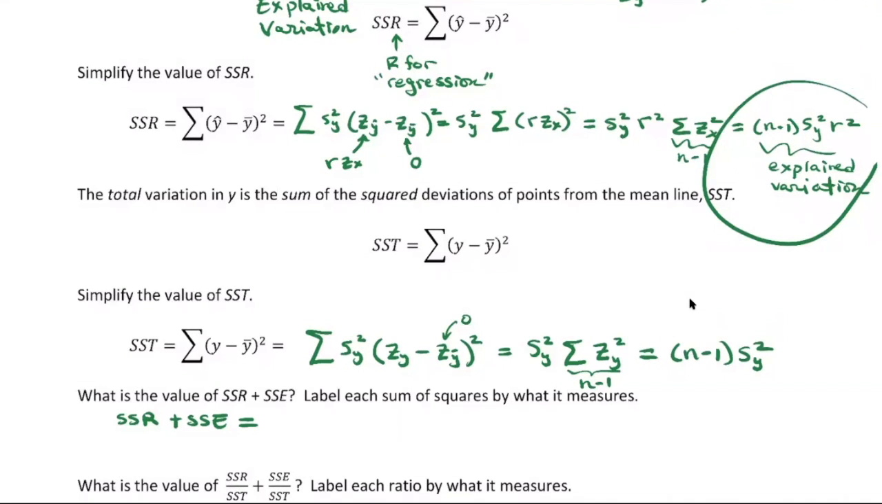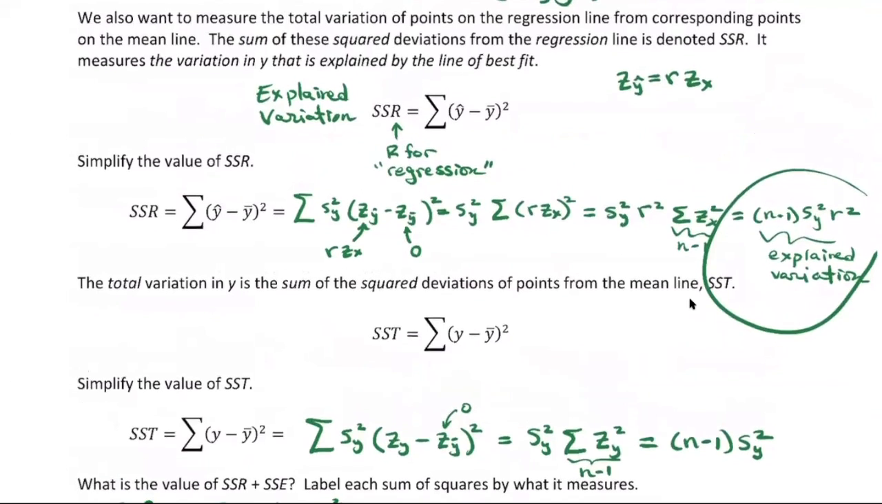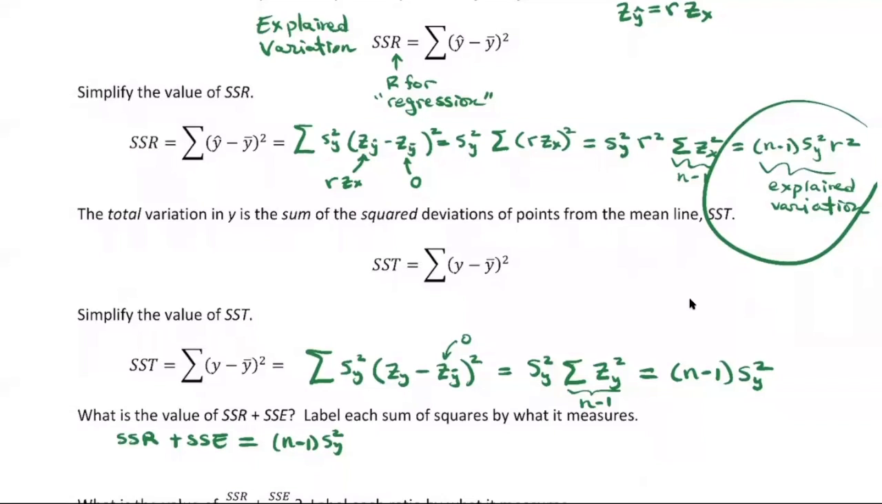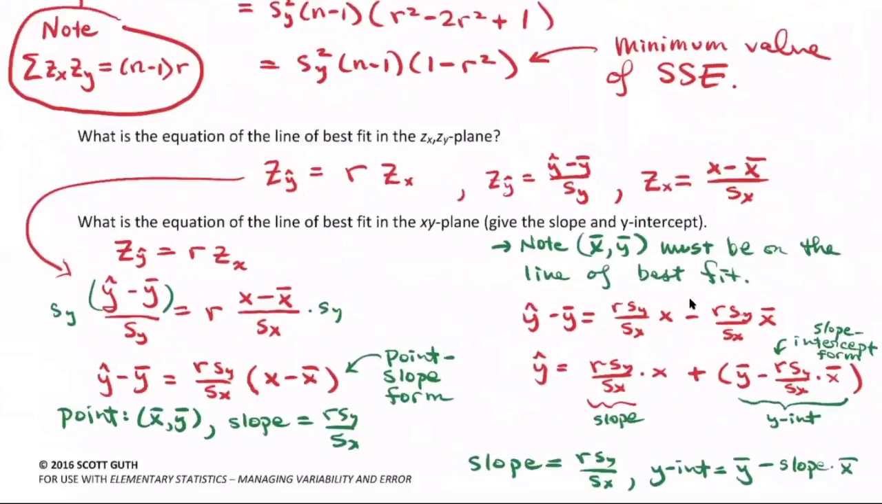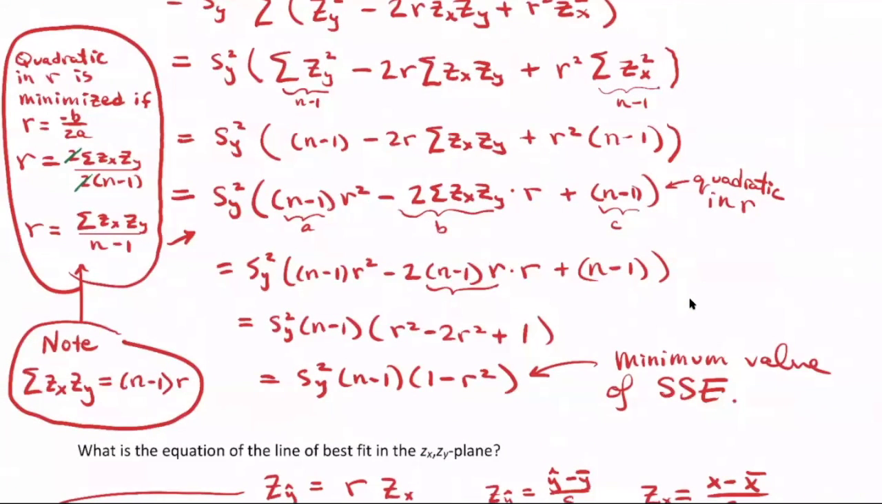That's n minus 1 sy squared times r squared. Oh, I think I screwed up. Hang on. Up above. Oh, that's right. Sy squared times r squared. And then plus SSE, that's the one that's further up. Where is it? Right here is SSE. Okay. So sy squared n minus 1 times 1 minus r squared.